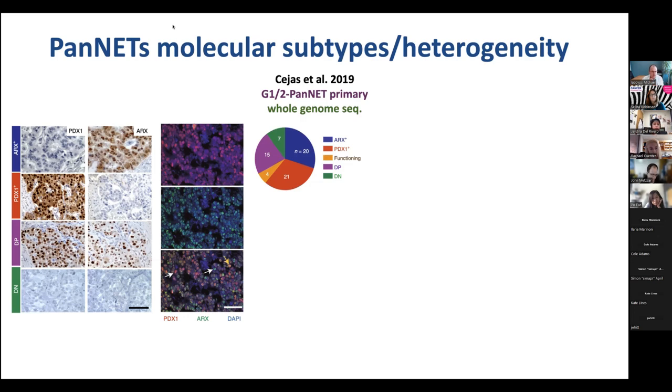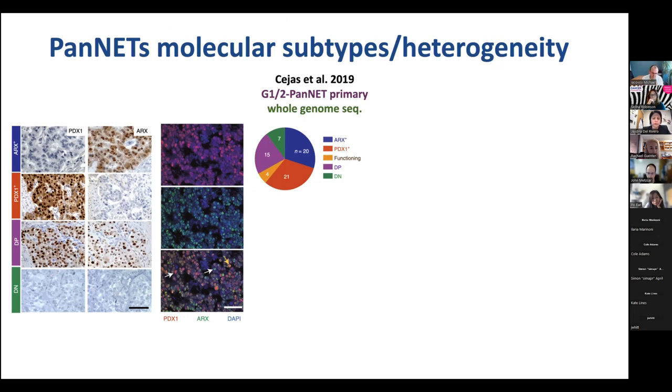So this is a study, again, in which they did whole genome sequencing. And again, they identified what they call the ARX positive and the PDX positive, but you now have this double positive population, which is almost 25% of the tumors, and you have this double negative population. And you see that some of the cells, in fact, express both the ARX and PDX.